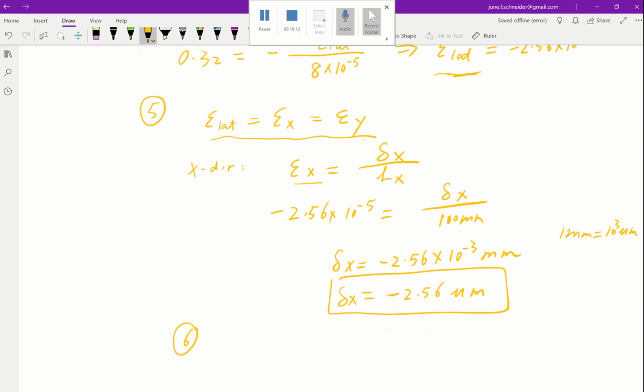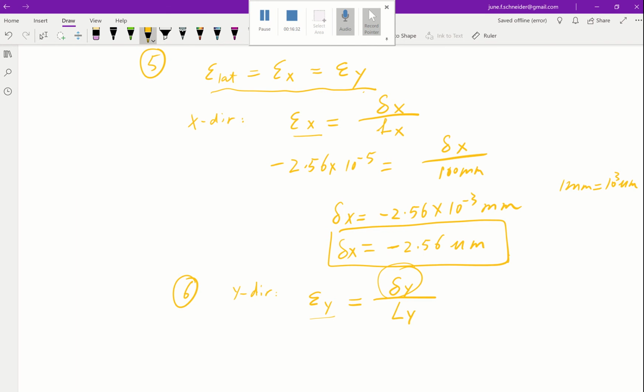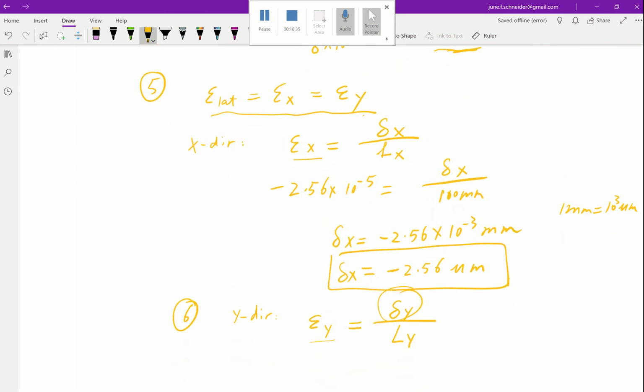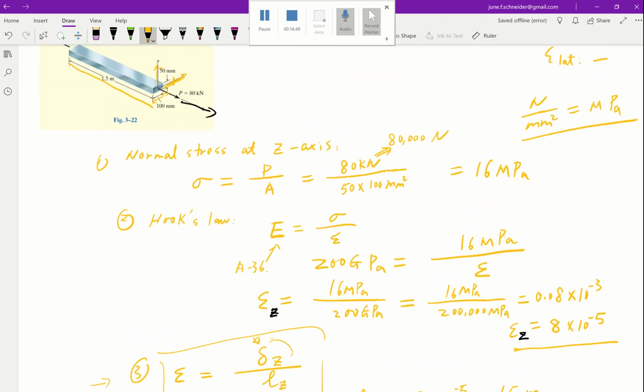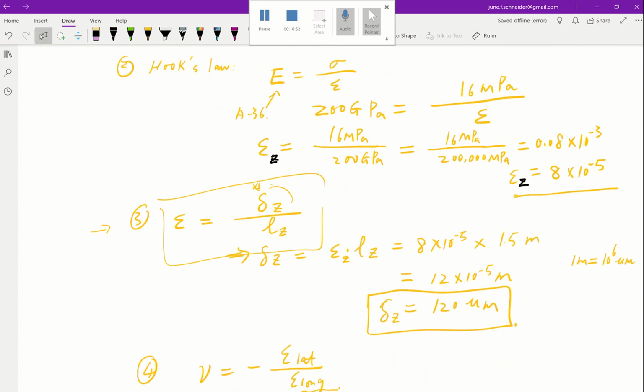So then we got 2 out of 3 down. The last one is going to be our y direction, and it's the same concept. So epsilon for the y direction is going to be the change in the y direction we're solving for over the original length in the y direction. So we know the strain, it's going to be negative 2.56 times 10 to the power of negative 5. Then let's go back to look at our y direction original dimension. It is this value right here. That's 50 millimeter.